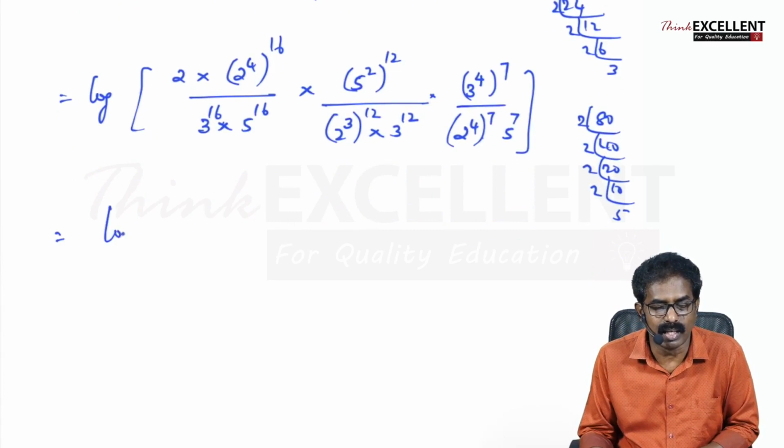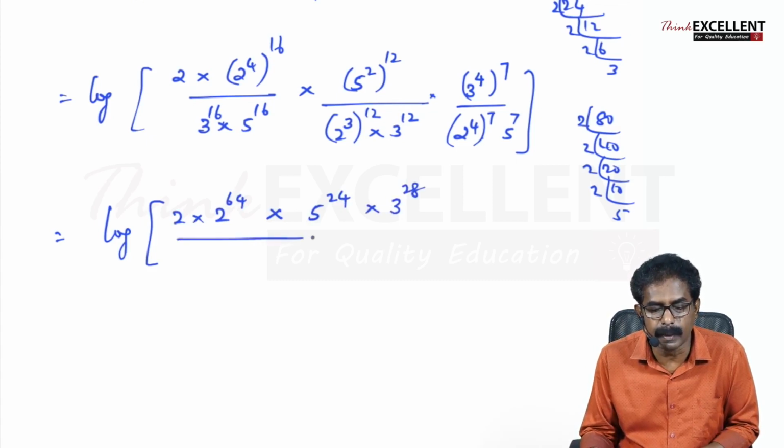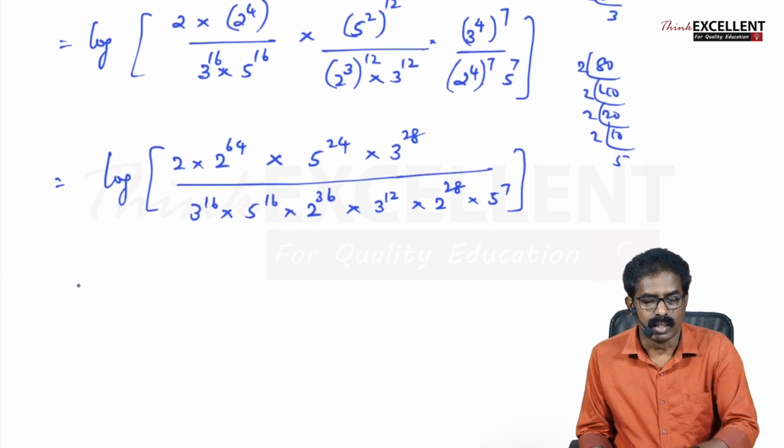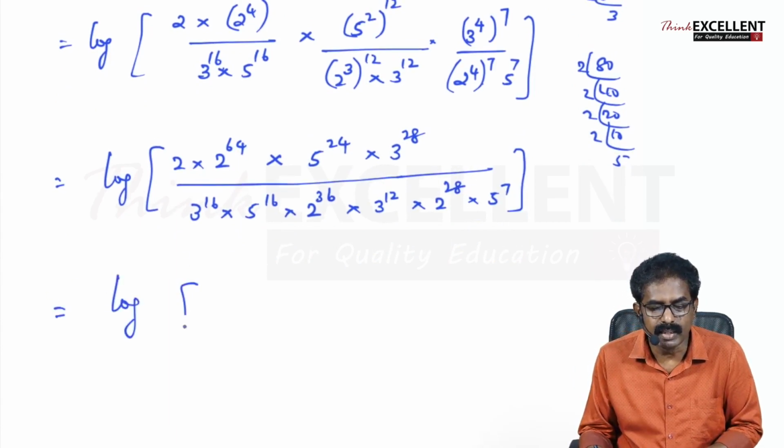So now that is log of 2 into 2 raised to 64, 4 into 16. Numerator simplify into 5 raised to 24, 2 into 12, into 3 raised to 28, divided by 3 raised to 16, 5 raised to 16, 2 raised to how much, tell me? 3 into 12, right? 36, into 3 raised to 12. Denominator, another 2 more, right? Into 2 raised to 7 fours are 28, into 5 raised to 7. Okay, now that is log of numerator.